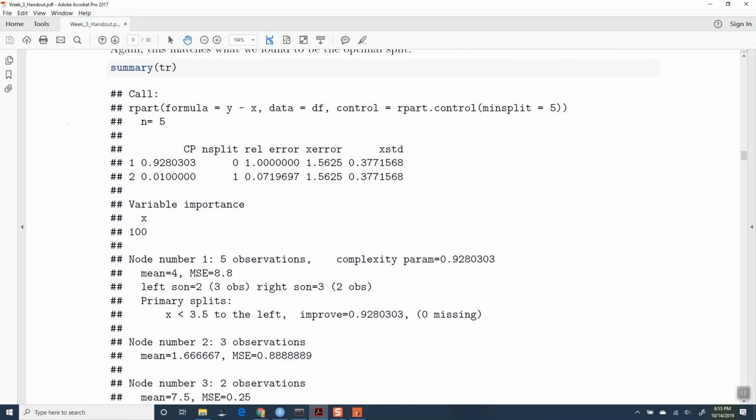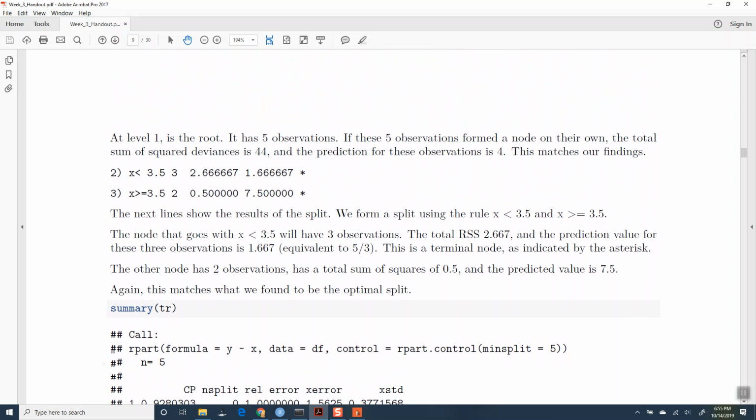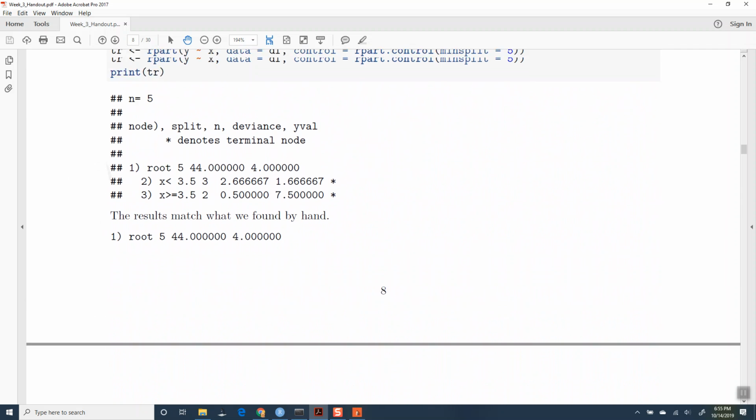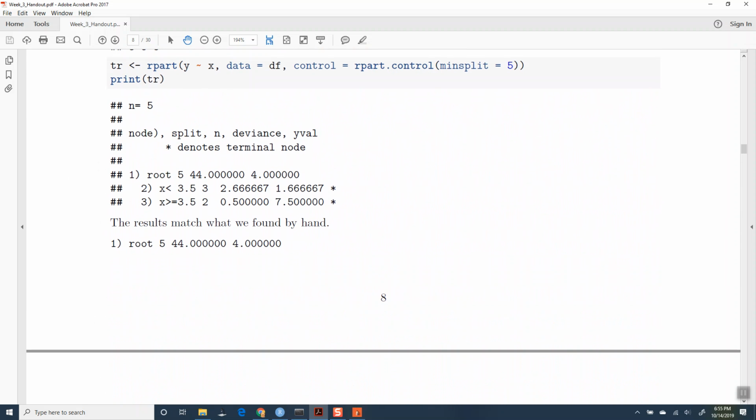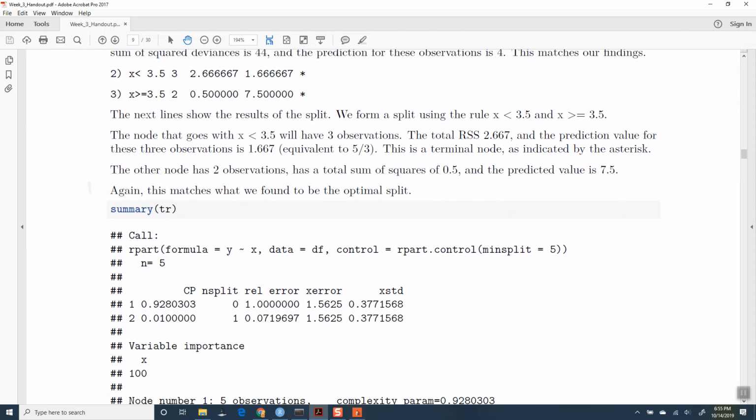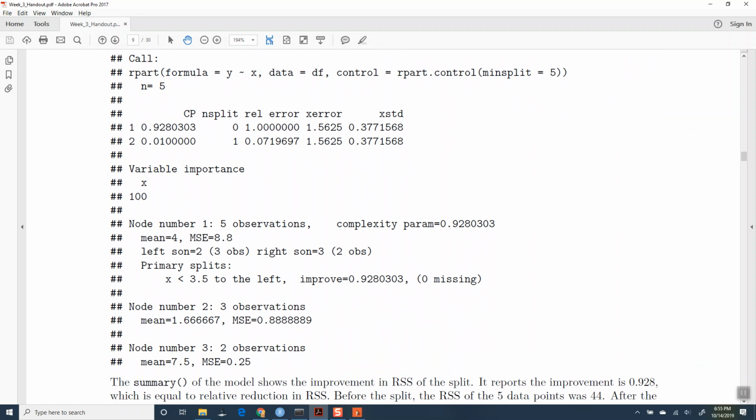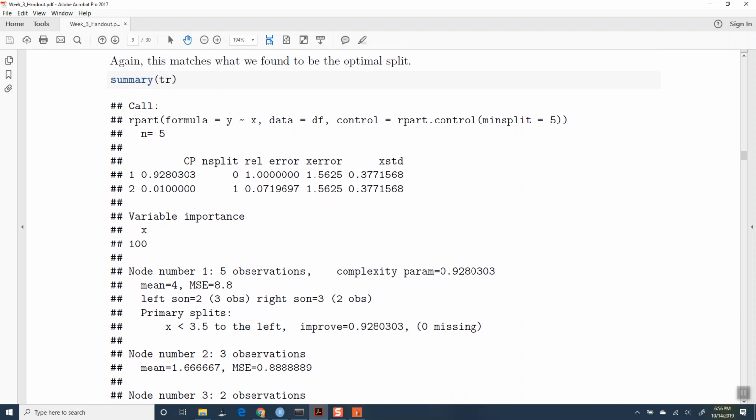Once you've created a tree, so here I've created this tree, I said the result of rpart store in tr. You can also call summary on the tree, and it will give you a bunch of relevant information as well. And so one thing here is the complexity parameter, which it calls the CP.